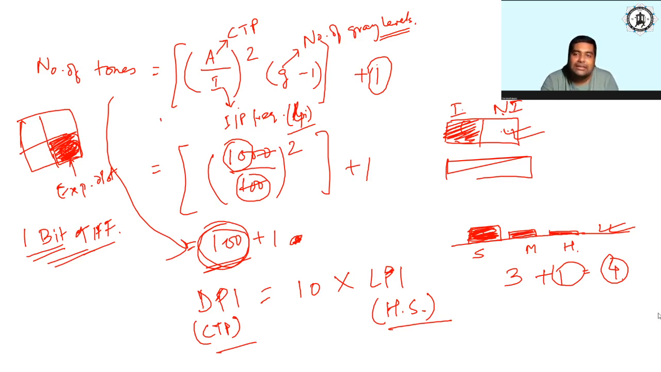Hopefully this was clear. In the next class we will talk about why these 100 tones are important, how it matters and how it varies, and how to determine which halftone screen to use. I mean, what type of halftone screen, and what should be its value for a magazine and for a billboard, why it will be different, and why we can get away with a lower halftone screen for a billboard but not for a magazine. Those things we will talk about in the next lecture.